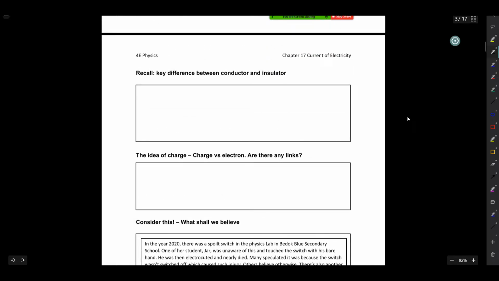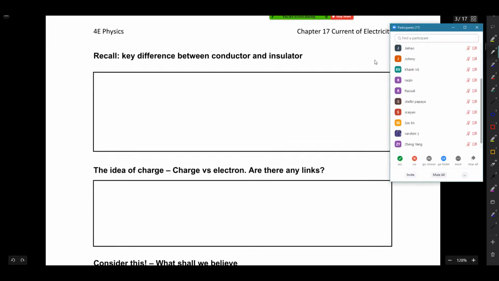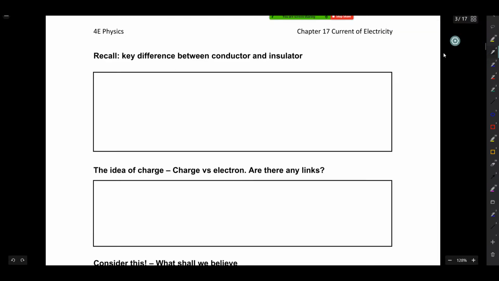For some of us we have finished static, and for some of us we are in the middle of it, but I think we are good enough to answer this question. So, the key difference between a conductor and an insulator. While they both have electrons, what's the key difference between these two? Anyone? In a conductor, the electrons can move inside, and in an insulator they are only around.